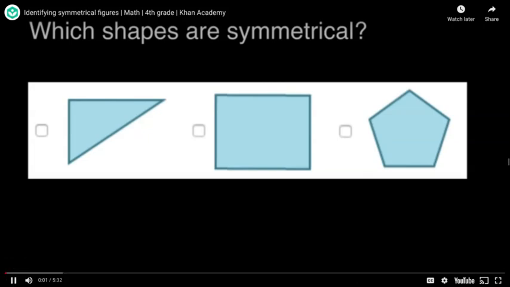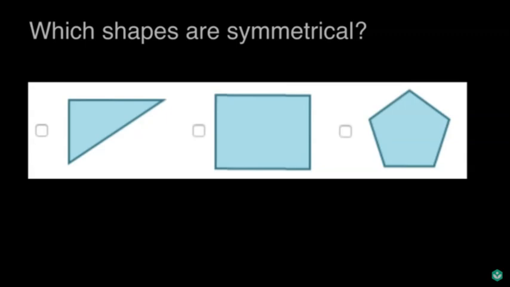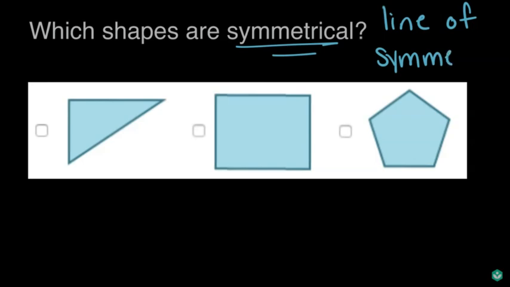Which shapes are symmetrical? To answer this, we need to know what it means for a shape to be symmetrical. A shape is symmetrical if it has at least one line of symmetry. And that answer is only helpful if we know what a line of symmetry is. So let's talk about it. A line of symmetry is a line where we can fold the image and have both halves match exactly. Let's look at an example.